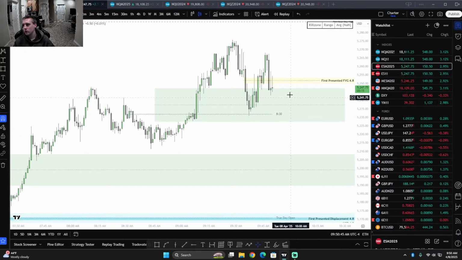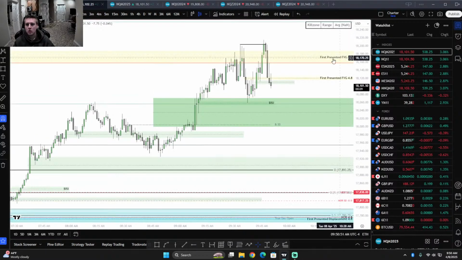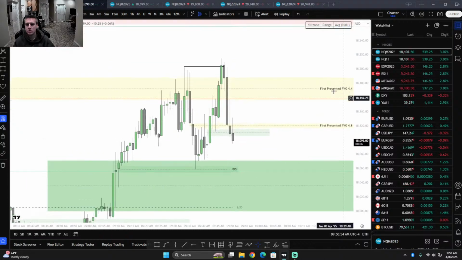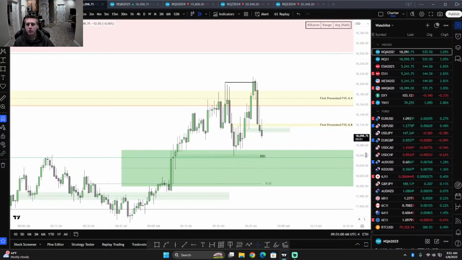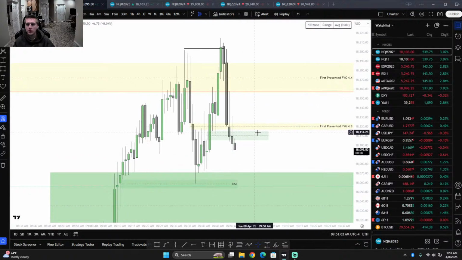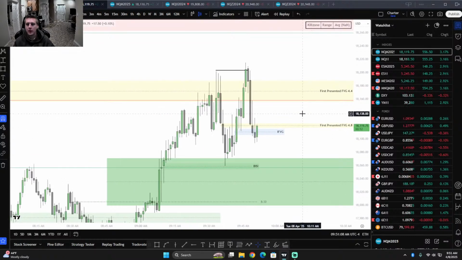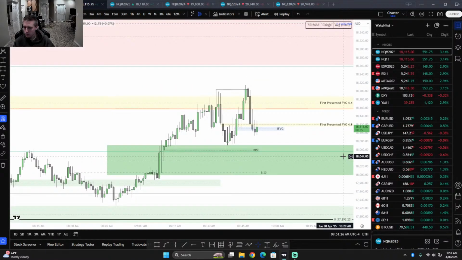Is it super clear and obvious? Not really. I want to see us use this first presented and then create a SIBI here. See if this gets used as inversion. Back at first presented fair value gap. I'm staying still.